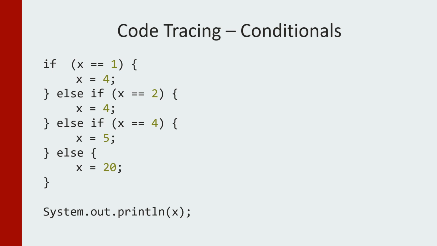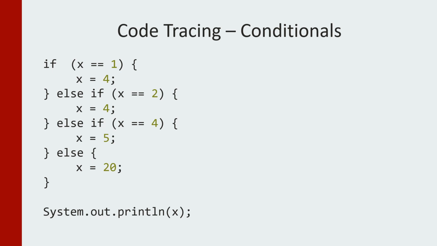Another place it's important to trace code is with conditionals. So here I have a sequence of if and then else if. So if x is equal to 1 already, I'm going to update it and set it equal to 4. Else if x is equal to 2, I'm going to update and set it equal to 4. Else if x is already equal to 4, then I'll set it equal to 5. Else I'll set x equal to 20.